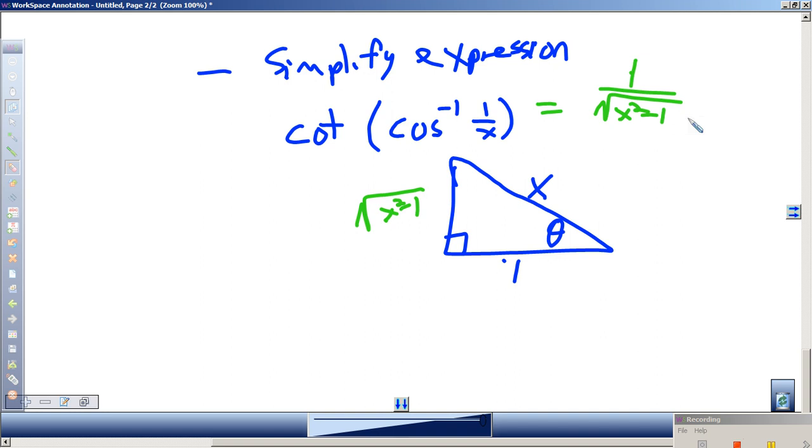So, any other questions? Yeah. Oh, it depends. You generally don't want irrational numbers on the bottom, right? However, there's no guarantee that it's irrational.